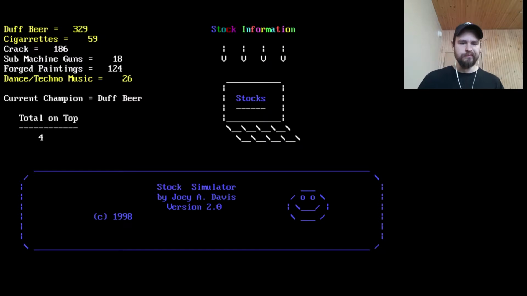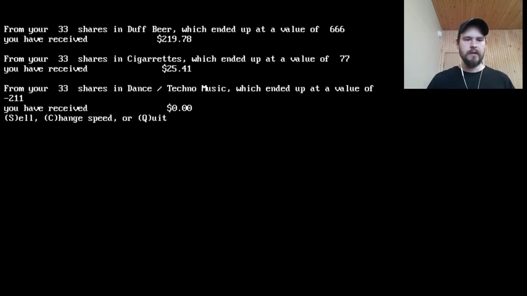And we continue. Okay, so we see a very familiar screen. Everything's the same. The version number is changed in that logo. And I have very nice display on which stocks I'm interested in, so that's good. So let's hit escape. So from your 33 shares in Duff Beer, which ended up at a value of $666, you have received $219.78. And cigarettes, I lost a bit because it was down to 77. Dance techno music crashed at minus 211. And so that's everything. So I'm going to sell.